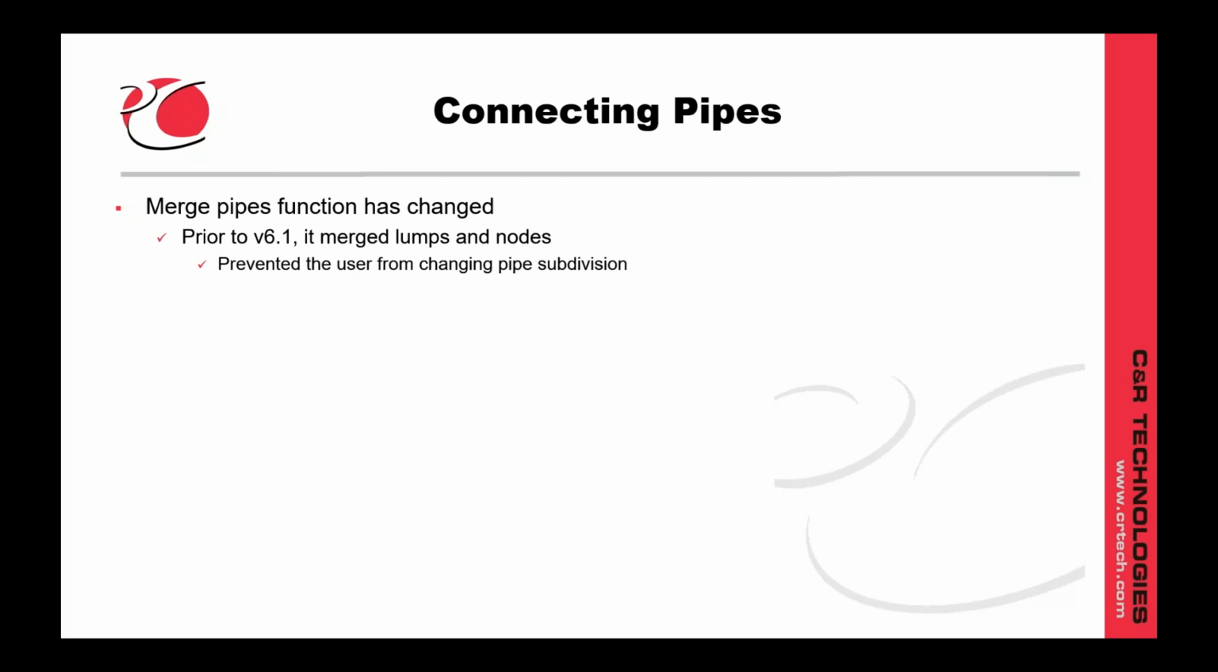The new method supports using ports for the fluid connection between pipes while still merging end nodes. Since we introduced ports in version 5.8, we have found that they provide a much cleaner option for connecting pipes while retaining the ability to change the subdivision of a pipe without having to disconnect pipes.